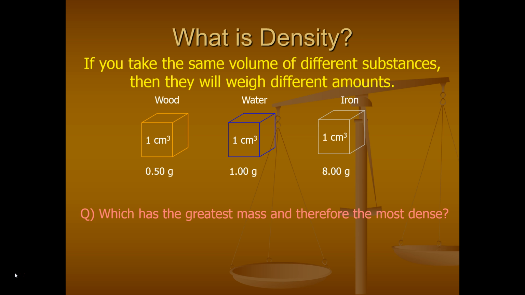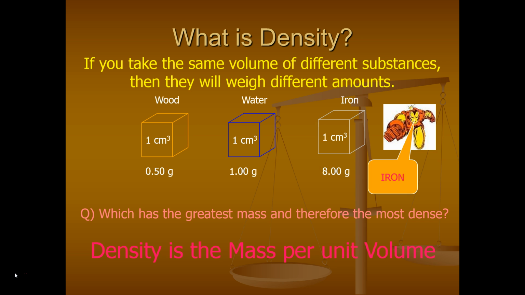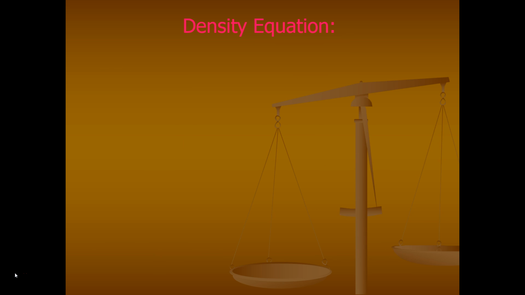So in this case, which has the greatest mass? Because these 3 samples all have the same volume, in this case, the greatest mass would represent the most dense of these objects. So which is the most dense? The iron, obviously, is the most dense in this case, but only because they all have the same volume. That's because density is the mass per unit volume. Let's have a look at some math.